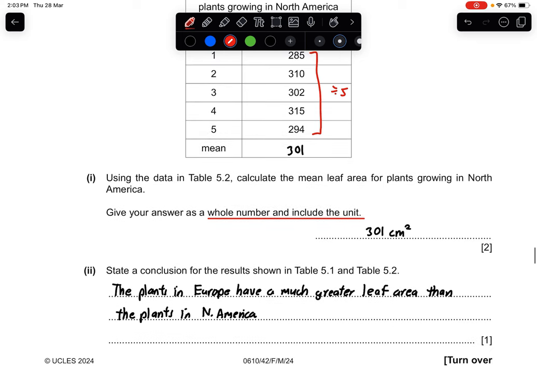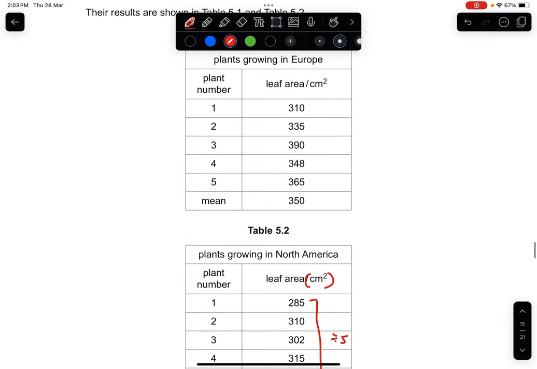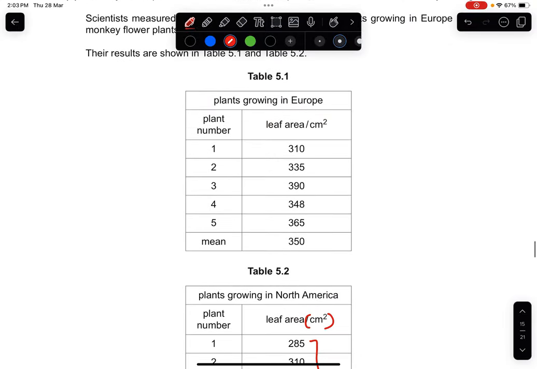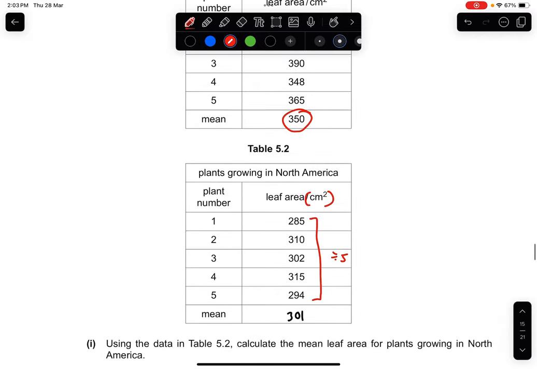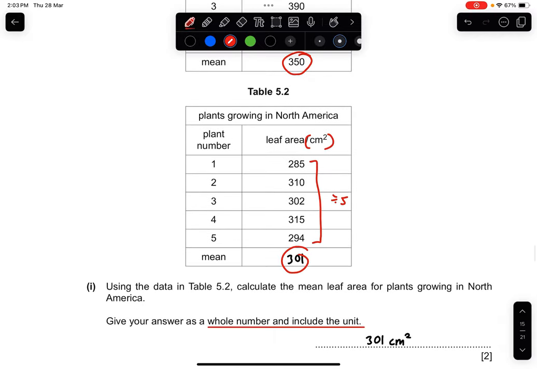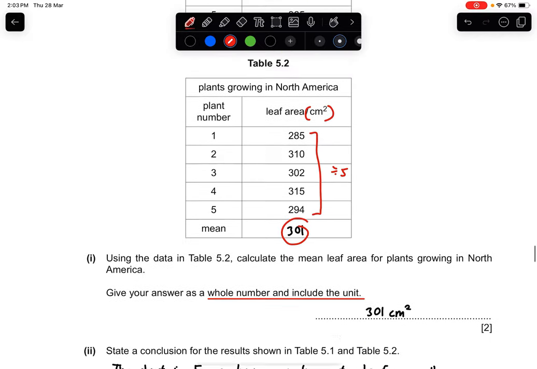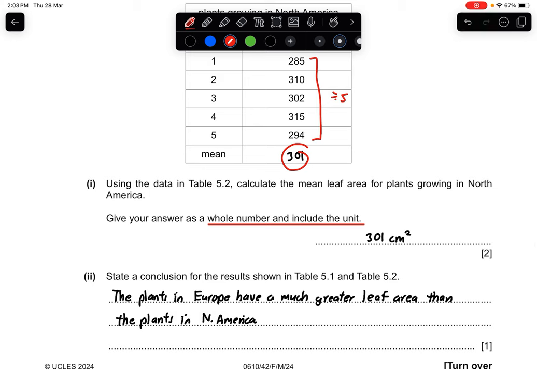All right. Part 2, state the conclusion. A conclusion is what you have been doing in paper 6. Compare between this table 5.2 and table 5.1. What can you see? You can see that the mean of the European plant and the mean in North America is so much different. So you can say that the plants in Europe have a much greater leaf area than the plants in North America. Done. 1 mark.